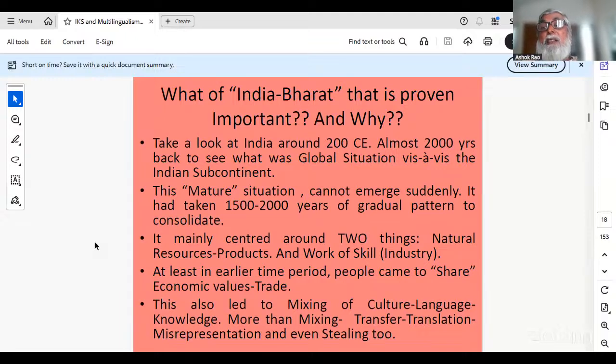this situation started 3.5 to 4,000 years back. So what I'm showing you is a mature situation. It's centered around two things. A lot of natural resources, which we had, we still have. And more interesting, products made out of natural resources, which was the work of skill and industry. We were the richest nation in the world till the 16th century.